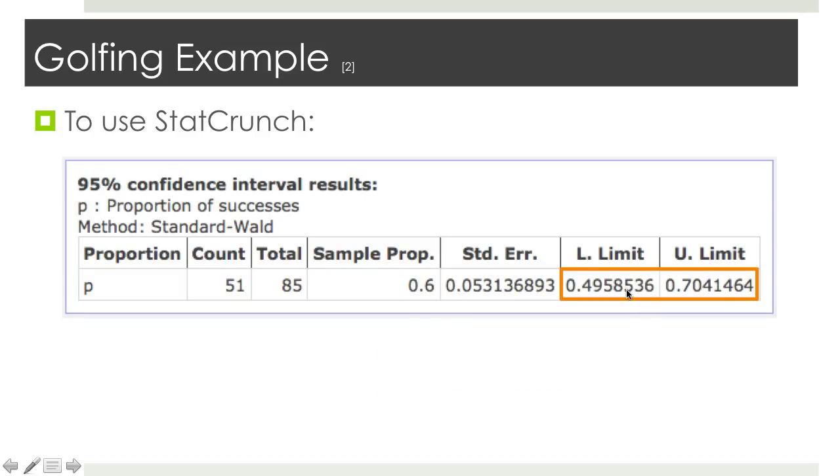And here is our confidence interval, which is very close to what we saw when we did this with a calculator or, quote-unquote, by hand. Again, they'll be slightly different because StatCrunch is using a much more accurate value for our z-star multiplier.